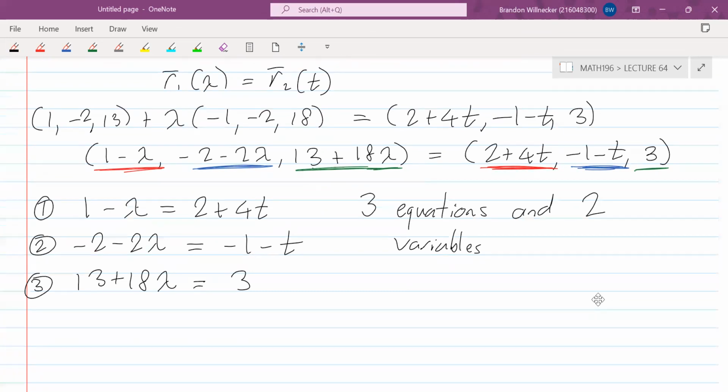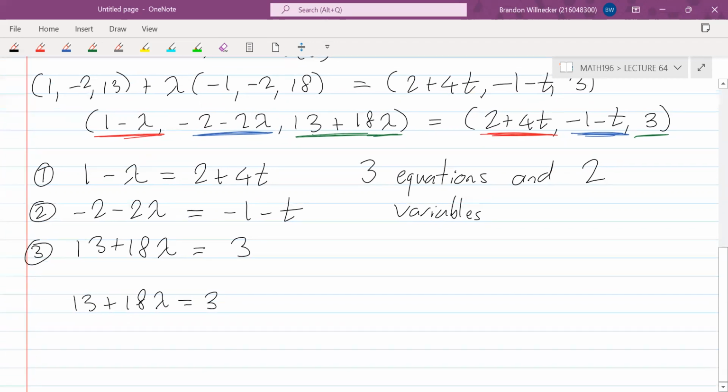Okay, so let's try and solve for lambda and t. We can use the third equation to solve for lambda. That'll be pretty easy because there's just lambda, there's no t values there. So 13 plus 18 lambda is equal to 3. We can take the 13 across, we get 18 lambda is minus 10. And so lambda is minus 5/9 if we simplify that. So we've got our lambda value.